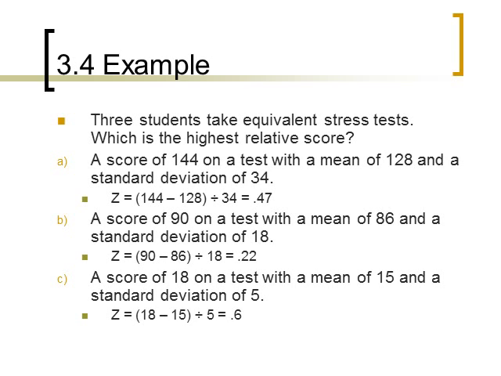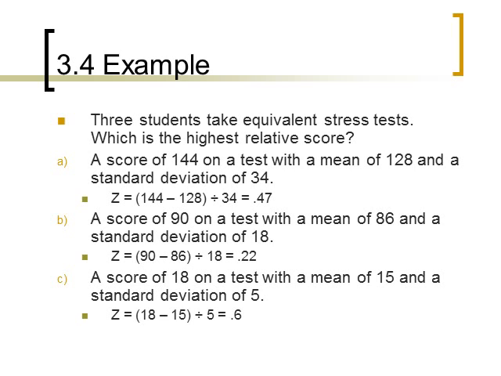The third student had a score of 18 on a test with a mean of 15 and a standard deviation of 5. You can see that these 3 students had vastly different numbers for their scores, but we are still able to compare them when we convert them. So let's convert this final student's score with the z-score formula. z is x minus x bar divided by s, or 18 minus the mean 15, divided by 5, and we get 0.6.